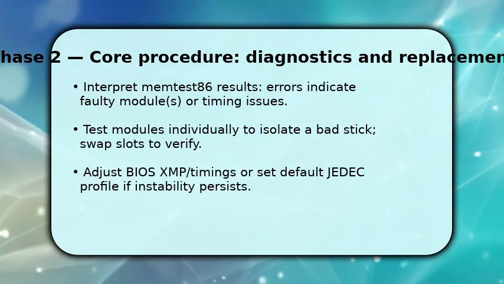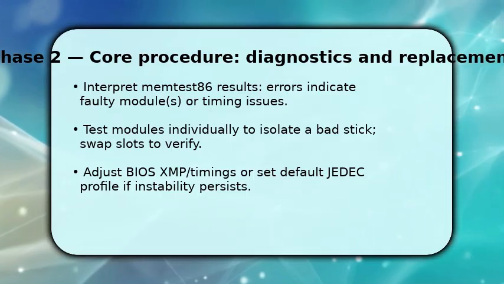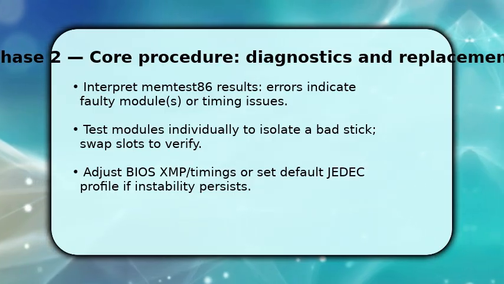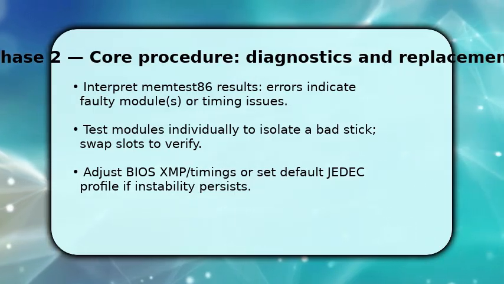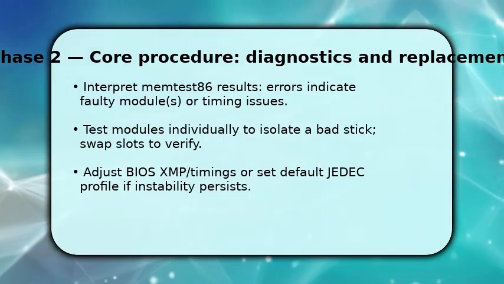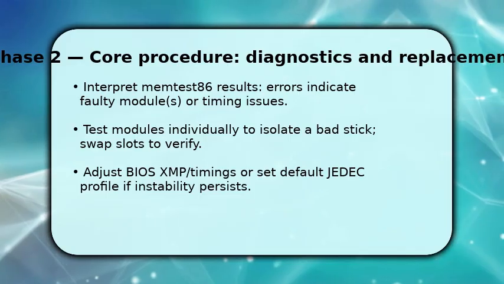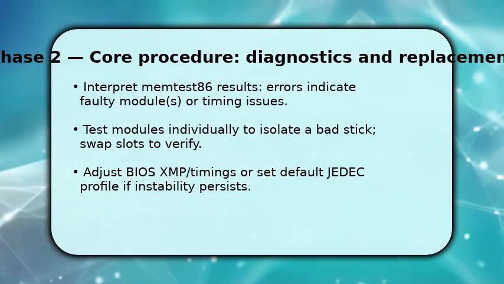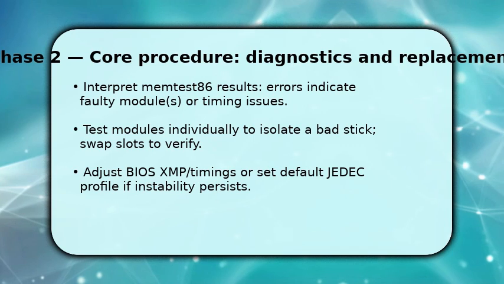If MemTest shows errors, test each module one at a time and swap slots. This isolates a bad stick versus a bad slot. Once isolated, try resetting BIOS to default JEDEC timings. Sometimes aggressive XMP profiles produce errors. If stability returns, enable XMP at a lower profile or manually relax timings and voltage slightly.